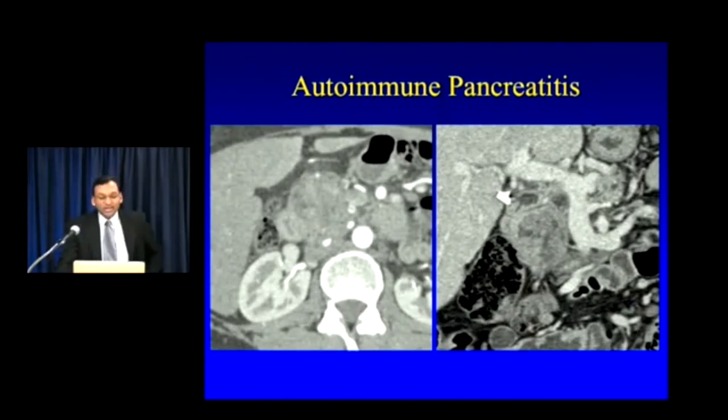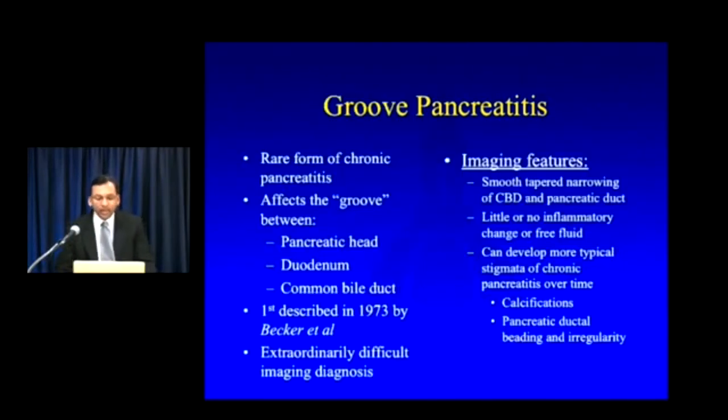But to be honest, in cases like this where you have a very focal form of autoimmune pancreatitis, it can be virtually impossible to really exclude the presence of an underlying malignancy. Now, here's another entity that I think many people are not familiar with but can theoretically mimic pancreatic cancer, and that's groove pancreatitis. Now, this is a rare form of chronic pancreatitis that's going to affect the pancreatic or duodenal groove, the space between the pancreatic head, the duodenum, and the common bile duct.